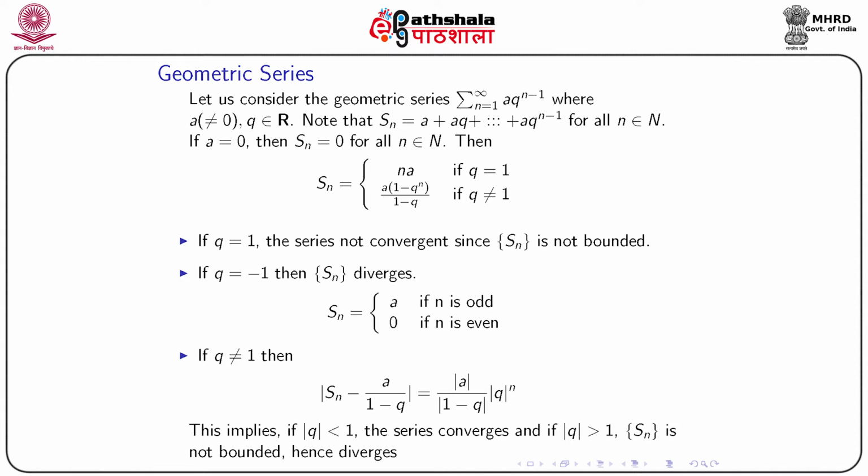One interesting feature: if q is not equal to 1, then mod of Sn minus a over 1 minus q is equal to mod a over mod 1 minus q, times mod q to the power n. This implies that if mod q is less than 1, the series converges, and if mod q is greater than 1, Sn is not bounded and hence it diverges. So depending on the value of mod q, the series either converges or diverges. This is a very important result corresponding to the geometric series.